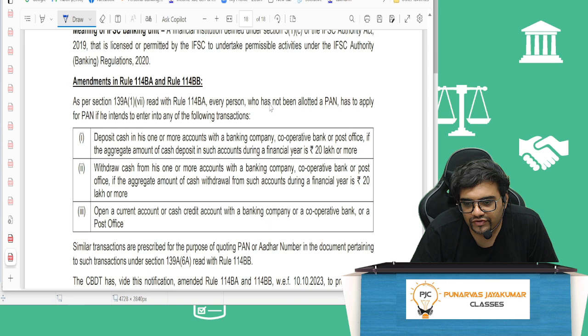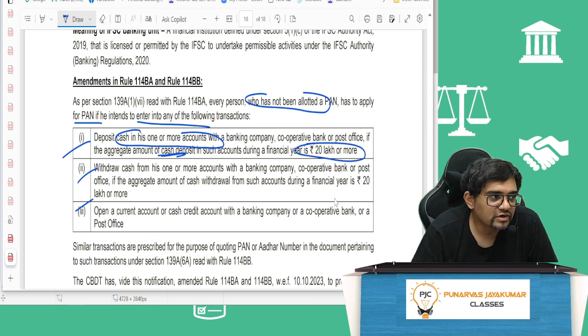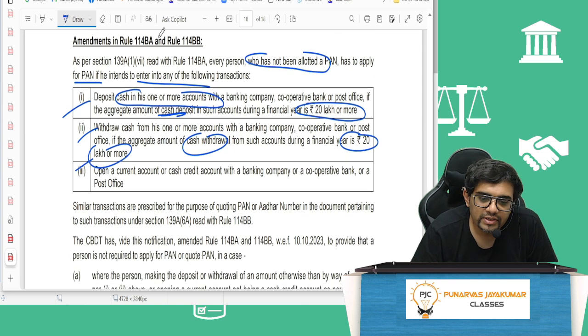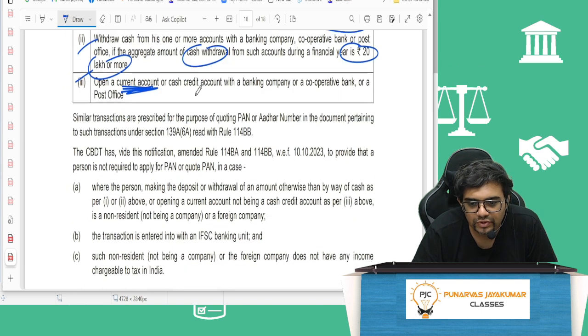Apart from that, if you have not been allotted a PAN, you have to apply for a PAN if you intend to enter into any of the following. If you want to deposit cash in one or more accounts of a banking company, etc., and the aggregate amount of cash deposit is 20 lakh or more, then you have to apply for a PAN. If you are withdrawing 20 lakh or more, you have to quote your PAN number. Or if you're opening a current account, business account or cash credit account, definitely you have to obtain a PAN, is what they say.